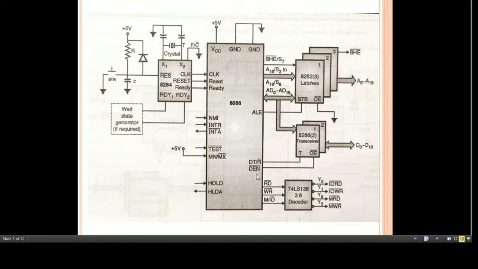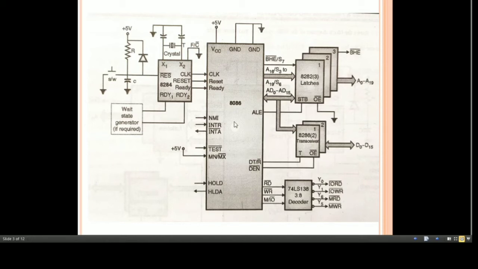The DEN bar signal indicates that valid data is available on the data bus, while the data transmit/receive bar signal indicates the direction of data, whether the data is from the processor or to the processor. And at the time of data transfer, the OE bar pin should be active low.